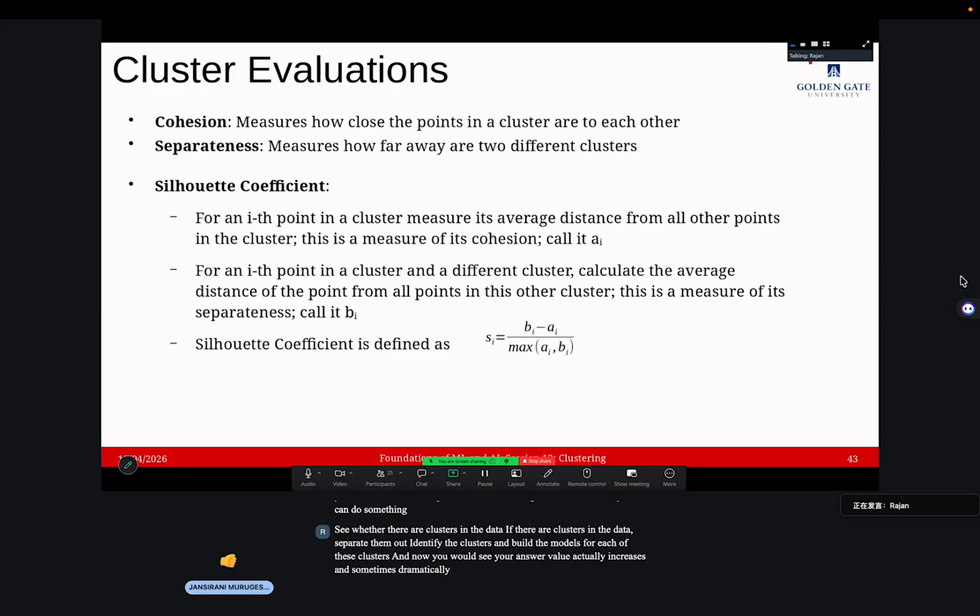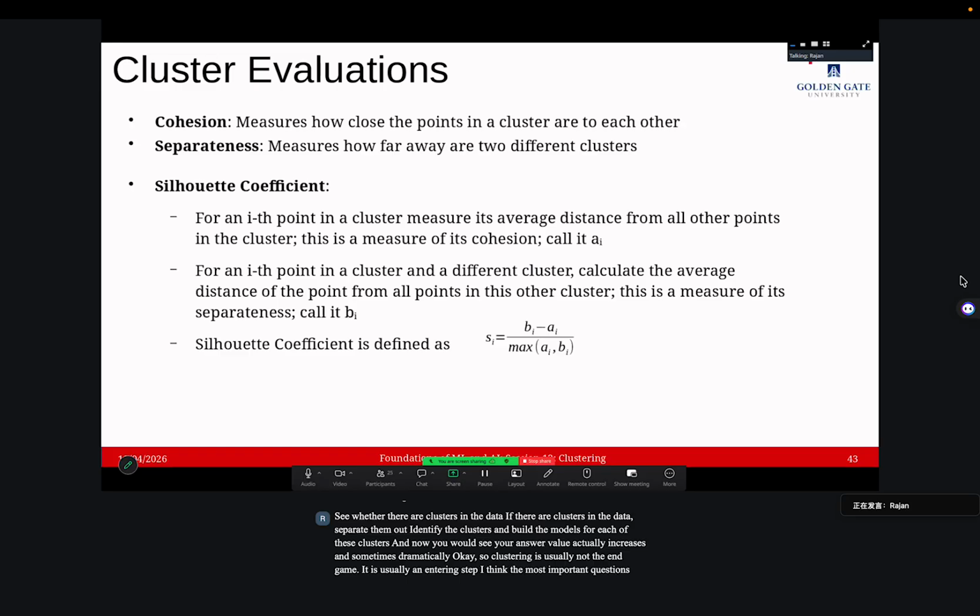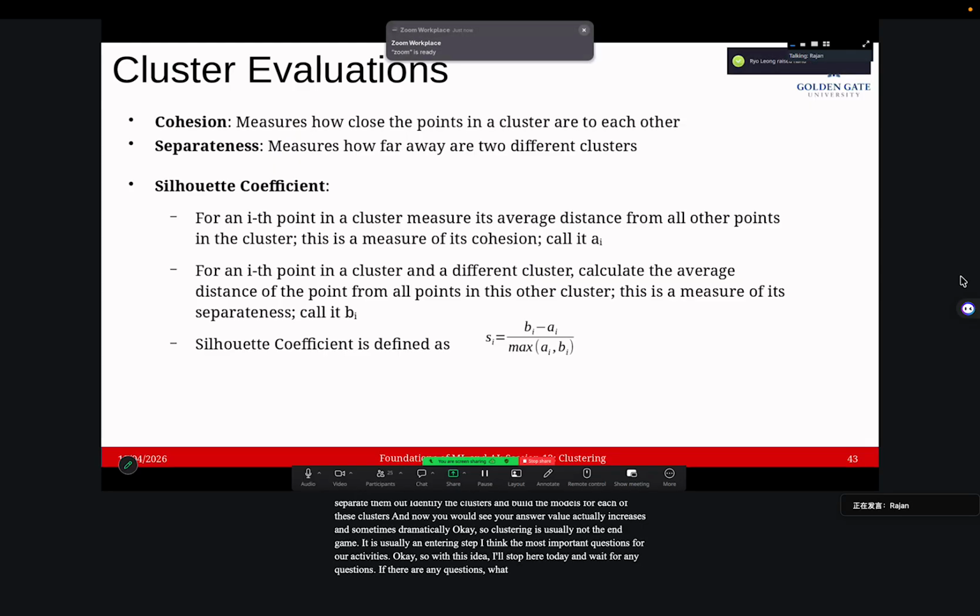Okay, so clustering is usually not the end game. It is usually an interim step before we start answering the most important questions for our activities. Okay, so with this idea, I'll stop here today and wait for any questions. If there are any questions, what we will do is we will meet you.